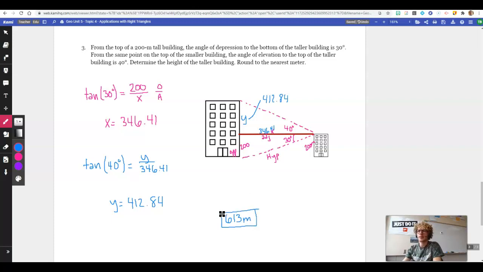So there you have it. Applications of trig. Just look for the right triangles, know your angle of elevation and depression, and you will be golden. Have a wonderful day.